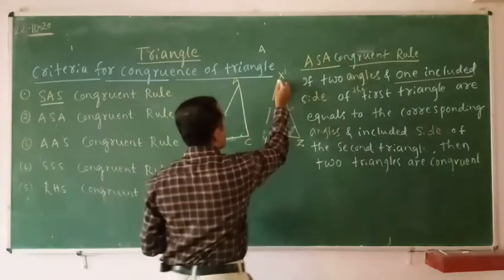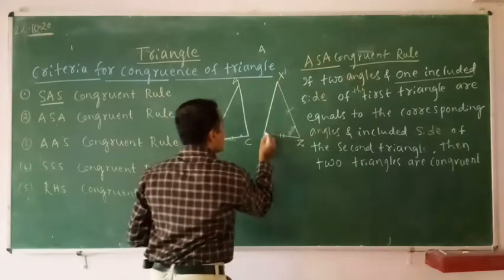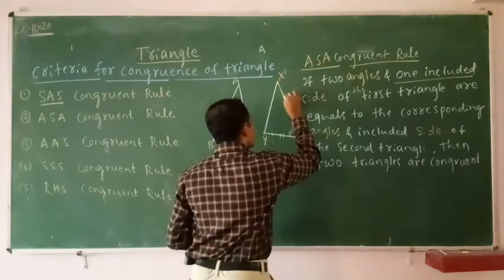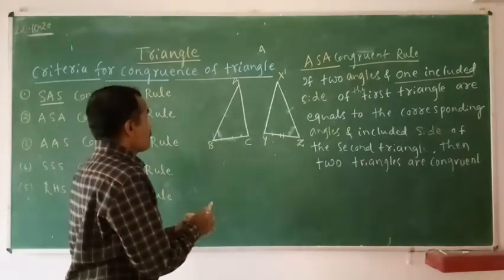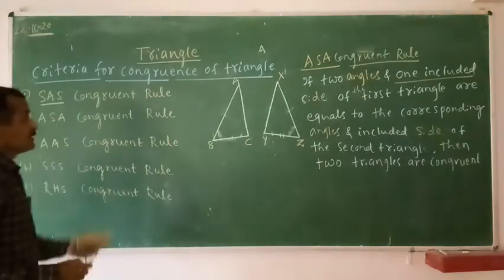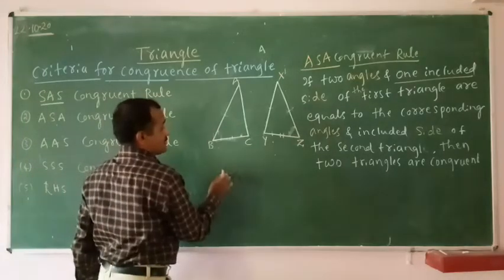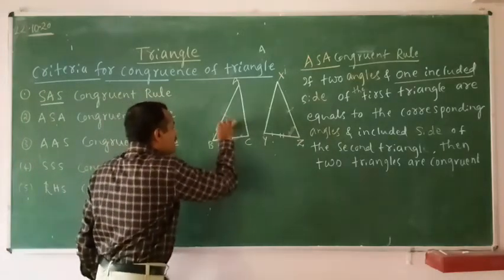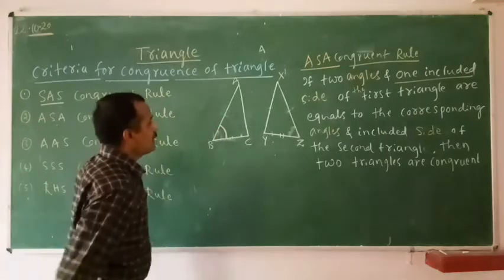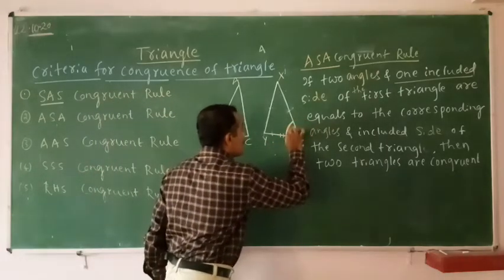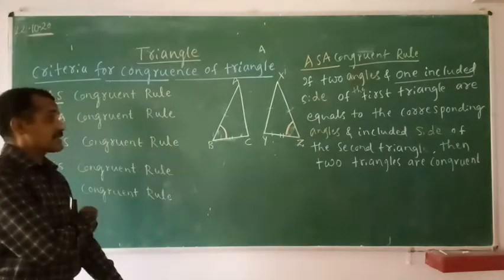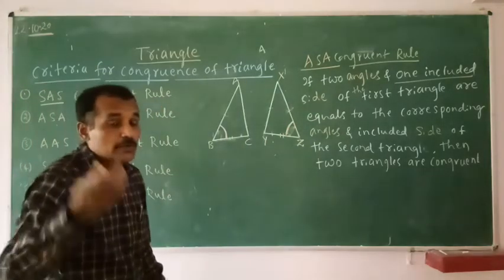What I will do here, I will mark now two angles. Angle B and angle Z are equal to each other. That I have given you.